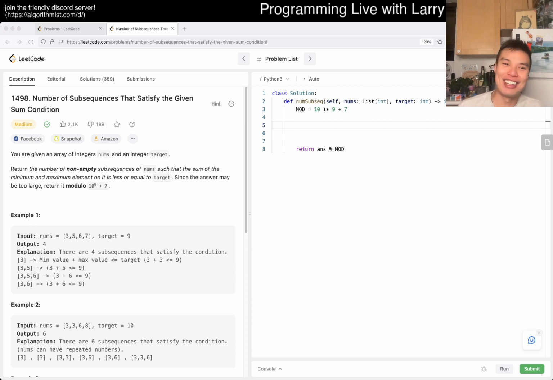Anyway, today's problem is the number of subsequences that satisfy a given sum condition. The first thing I saw was mod, so I kind of did the mod thing while talking. What else am I doing? All right, let's actually read the problem. I guess that's what else I'm doing.